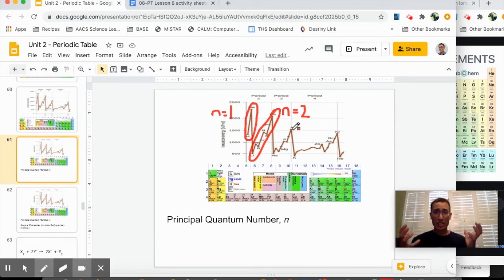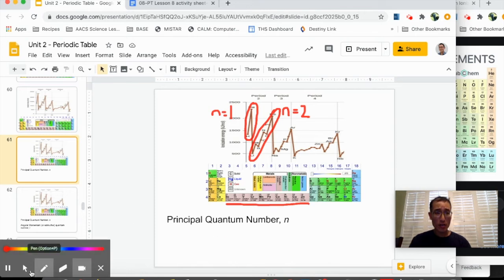Now, that describes how far away the electrons are. Something a little weird happens with these electrons, with this here. I'll tell you about that in a little bit. But what you need to know now is mainly n equals 1 is the closest, n equals 2, next closest, n equals 3, and so on. As we get further down the periodic table, the principal quantum number increases.